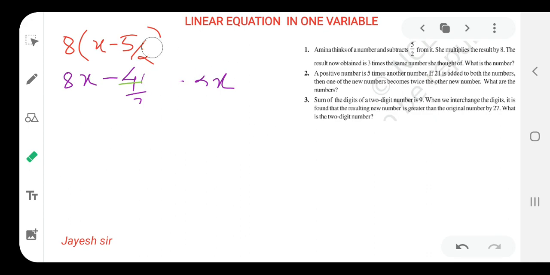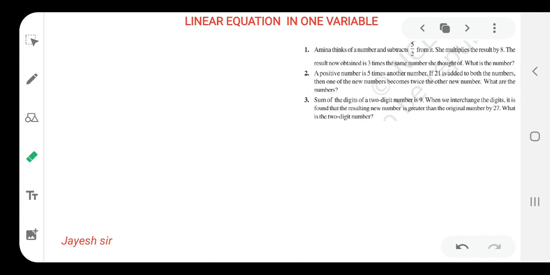Positive number, that means directly tested that he or she has not thought about the negative number. You have to think positive only. A positive number is 5 times the another number. What is to be said? A number is there. So which number are we taking? X, as we are always taking. It is positive 5 times the another number. So 5 times the other number, that is 5x we can say.